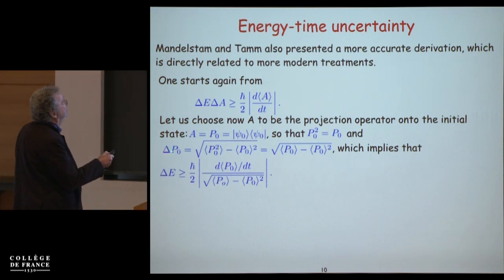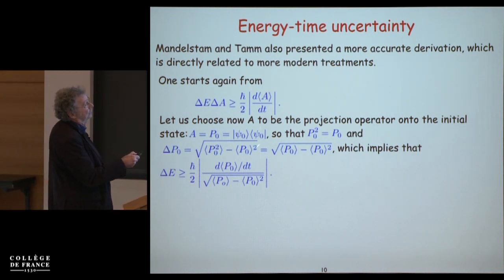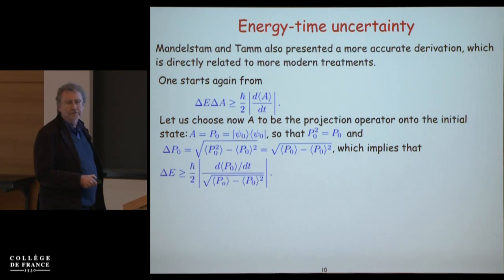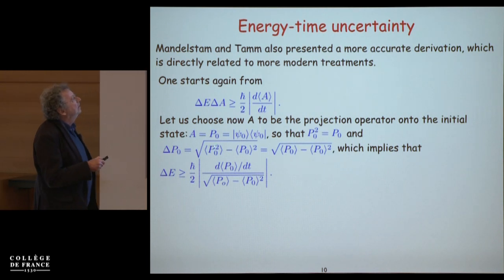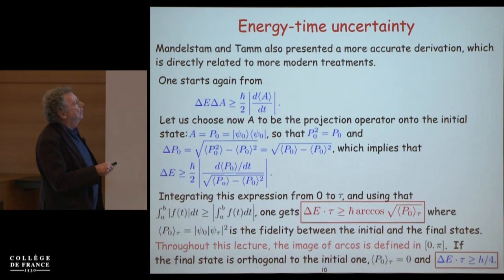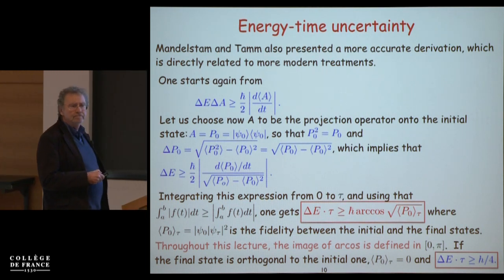So the standard deviation of this operator now is given, as usual, by this expression, which can be written like that. Okay? So because of this property, the standard deviation of the projector can be written in terms of the average value of the projector. So now you replace this in this equation. So you have that, divide both members by delta A, which is delta P0 in this case. So you get that delta E is larger or equal than this expression here. And now you integrate both sides of this expression from 0 to tau.